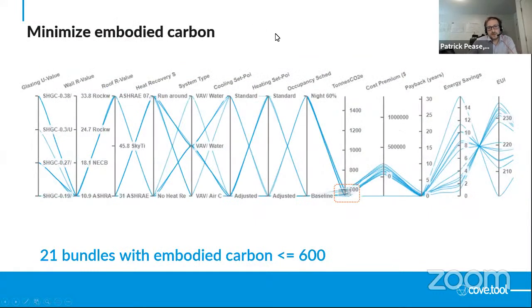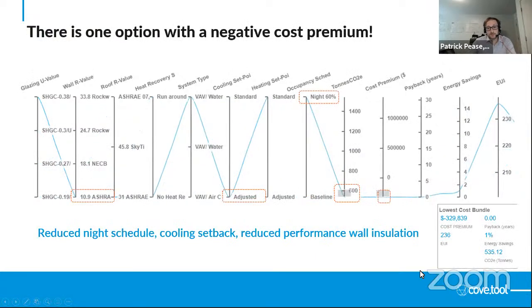And so going back to the requirements that we identified for the project, minimizing embodied carbon is what we want to do. So we're going to select for below 600 embodied carbon and look at what options we have. So we still have 21 after that, which leaves us some room to pick some different options to see how else we can go. But if we look, we actually see we have this line here where we appear to have something at negative cost premium. So let's check that out.